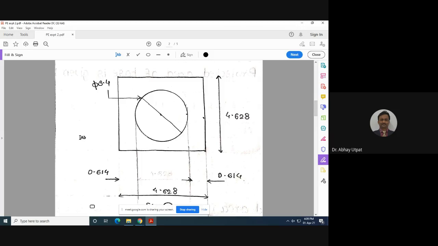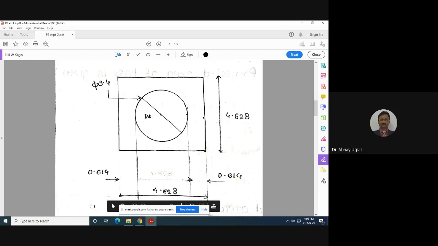So in this square, you are going to drill the hole of 3.4 diameter and 2.15 depth. I repeat once again, 4.628 by 4.628 is the dimension of your plate. In this plate, you are going to drill the hole of 3.4 centimeter diameter and 2.15 depth. So this is figure number 2.